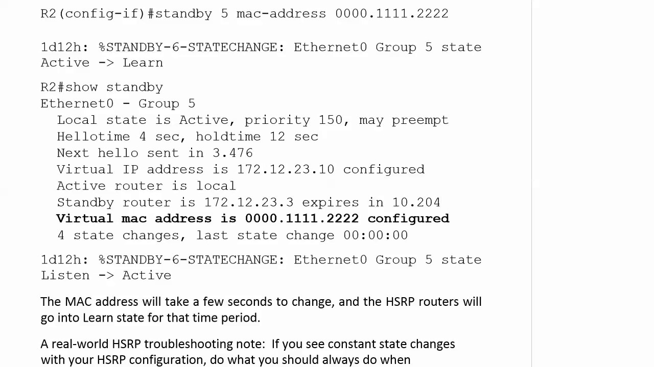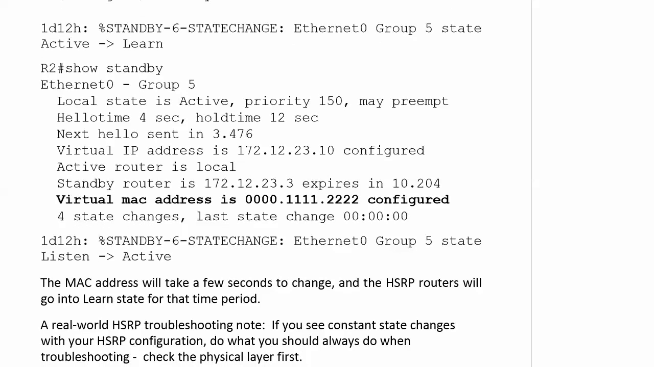with HSRP as well. You can statically set that MAC address as I show you here with the standby 5 MAC address command. One thing I do want you to note is that the MAC address does take a few seconds to change, and the HSRP routers are going to go into learn state for that time period. So again, not something you necessarily want to do in the middle of a production day, but the actual HSRP config should only go down for a few seconds or go to learn state, and then you're right back where you were with active and the MAC address changes.